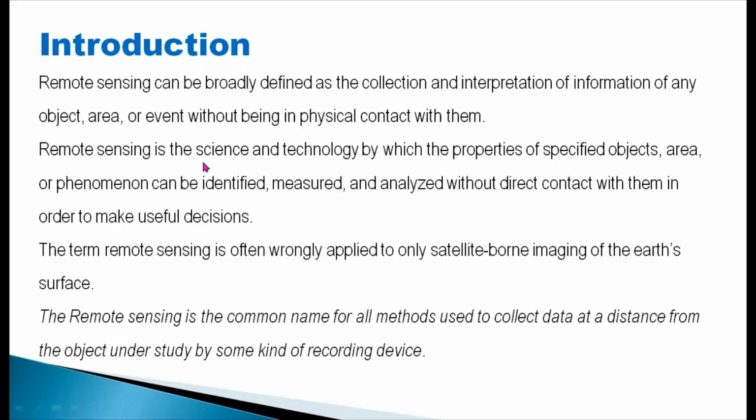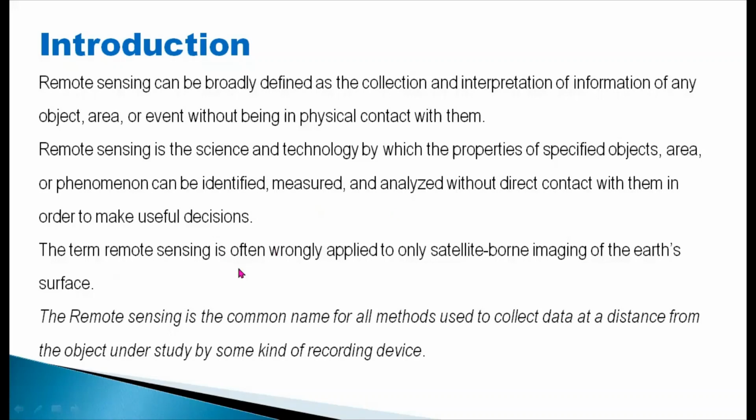तो okay, so remote sensing is a science and technology by which the properties of specified objects, areas, and phenomena can be identified, measured, and analyzed without direct contact with them in order to make useful decisions. So when we are going to make any sort of decision, we need complete information about that thing. तो यहाँ पे क्या कह रहा है कि you not only identify, measure, and analyze, you get every type of information about that property or area. So this is a technology which helps us in identifying, measuring, and analyzing that object.